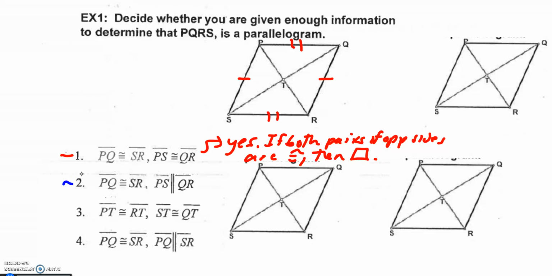Number 2, if you're given that PQ is congruent to SR and you're given that PS is parallel to QR, is that enough information to determine if it's a parallelogram? Well, we had one reason that said if both pairs of opposite sides are parallel, we don't have that. If both pairs of opposite sides are congruent, we don't have that. If one pair of sides is both parallel and congruent, we don't have that either. We have one pair that's parallel and one pair that's not. So this one is not enough information.